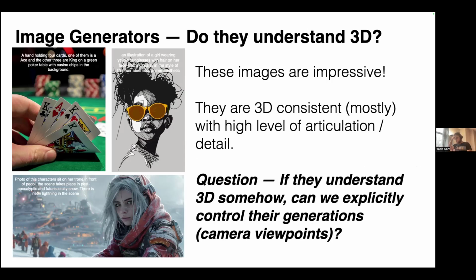So these images are pretty impressive, pretty good and 3D consistent. And they also have a very high level of articulation and detail. So a question that comes to your mind is, if they understand this 3D world somehow, can we explicitly control their generations? Can we make them generate images of the same asset or of the same scene in different 3D viewpoints? And this is what my talk will be about: how can we somehow control their generations in 3D.